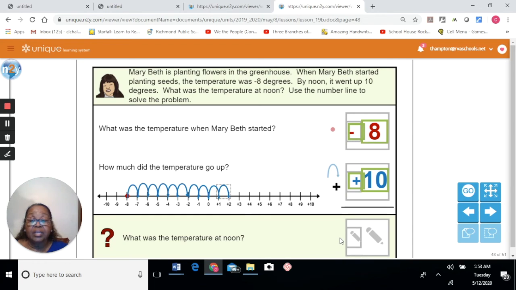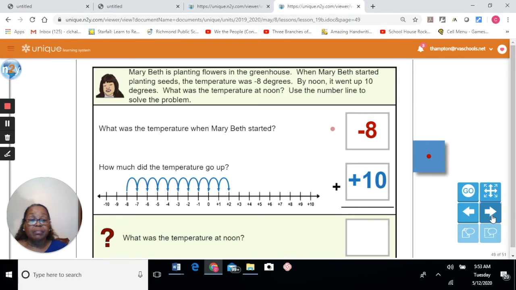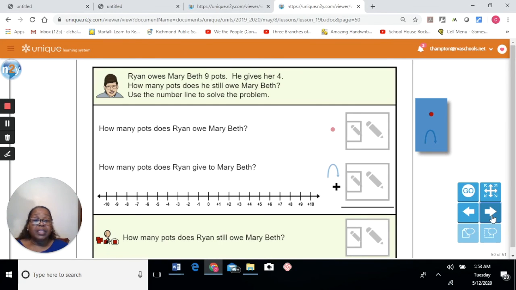And our answer would be, the temperature at noon would be a positive. Remember, we have to put that symbol in there. +2. Excellent. We got it right, guys and girls. I think we're becoming experts at this. Let's do this last one. I'm going to see. This one is not bad.